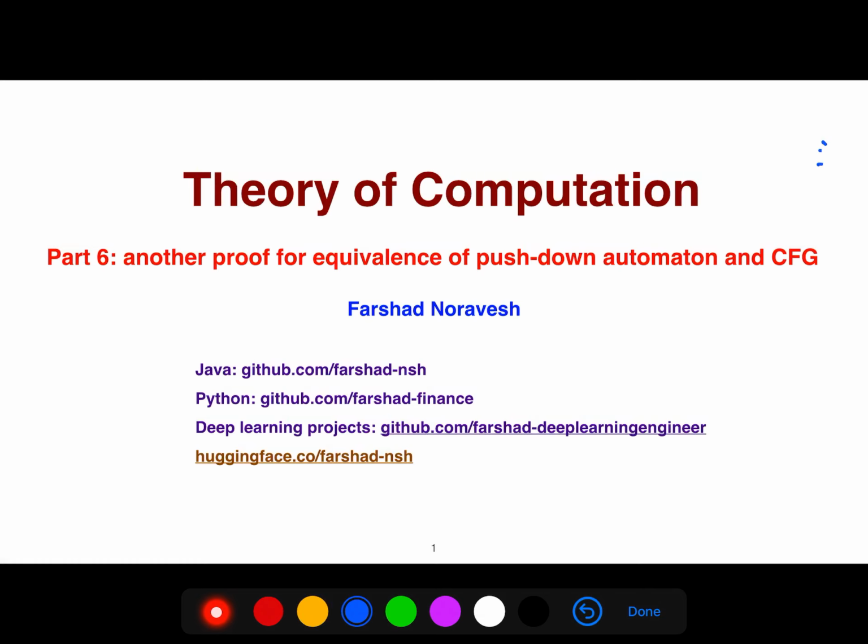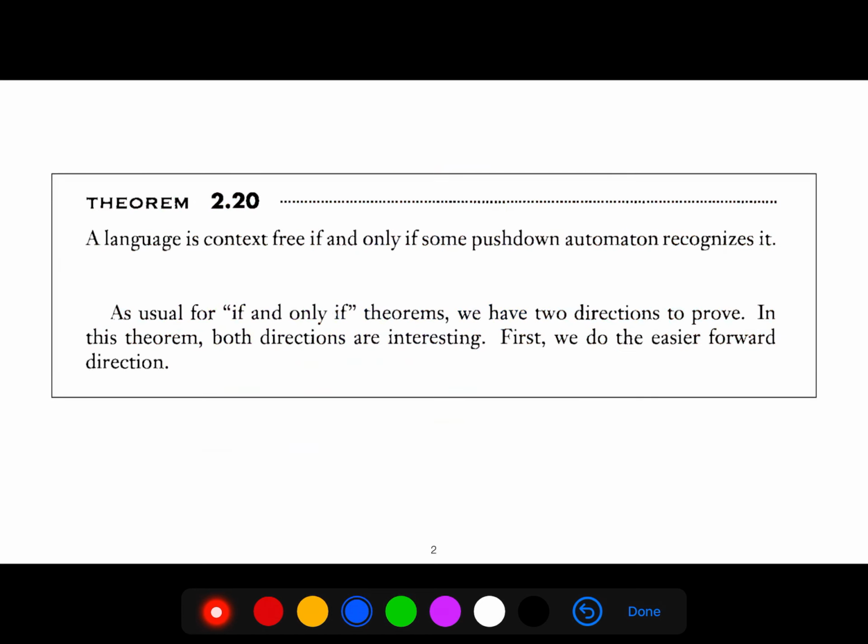Alright, so today I'm gonna be explaining another proof of equivalence of push-down automaton and context-free grammar. A language is context-free if and only if some push-down automaton recognizes it. And when we say if and only if, it means context-free can lead to push-down automaton. It can be implemented or constructed by push-down automaton, and the reverse of that as well. For example, for any push-down automaton, there exists a context-free grammar.